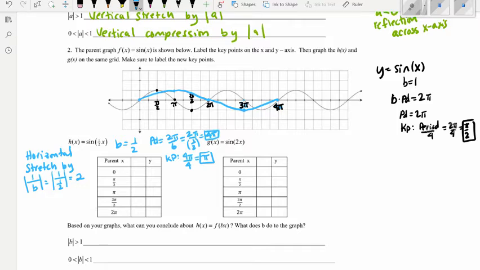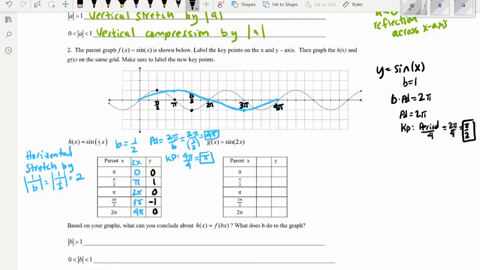So you could also find your new values by doing 2 times x. So 0 times 2 is 0. 2 times pi over 2 gives us pi. 2 times pi is 2 pi. 2 times 3 pi over 2 would be 3 pi, and 2 times 2 pi would give us 4 pi. Notice that gives our new values. And notice that our y value stayed the same. So 0 stayed 0. Then we had 1, 0, -1, 0, just like our parent graph.